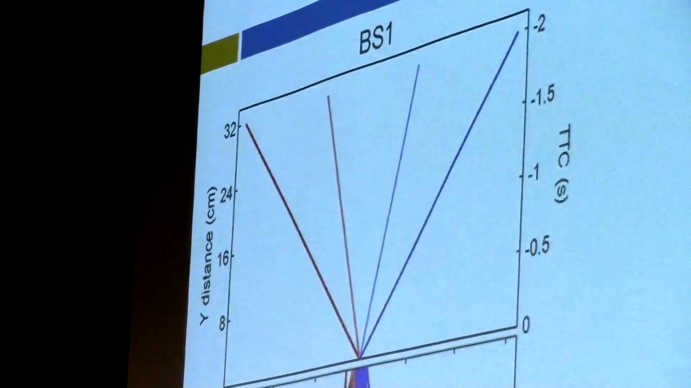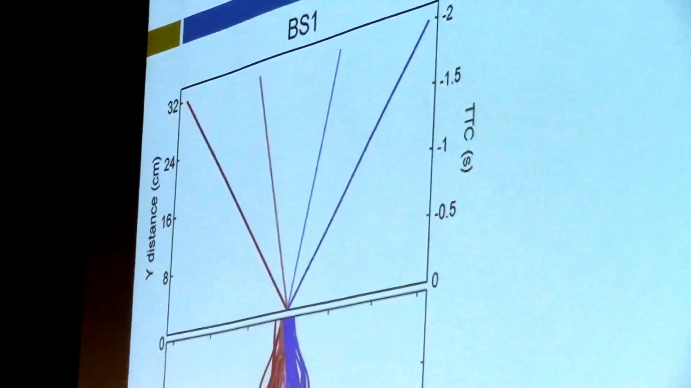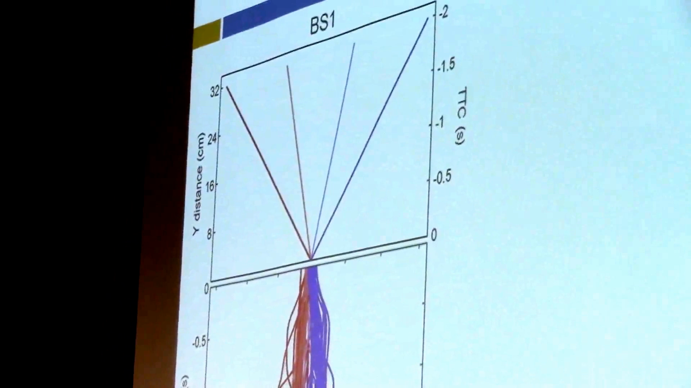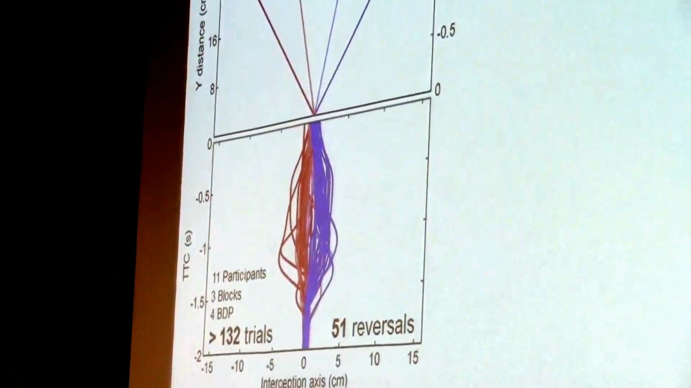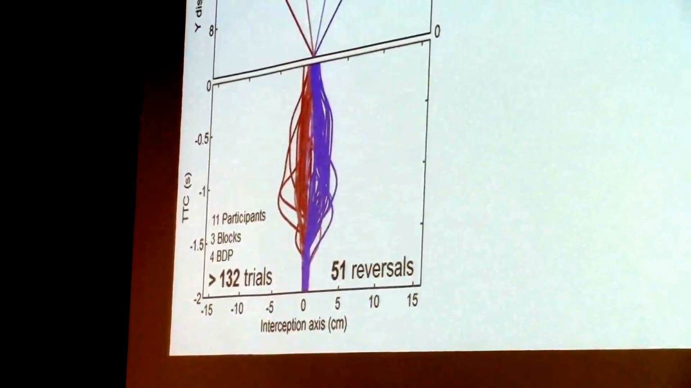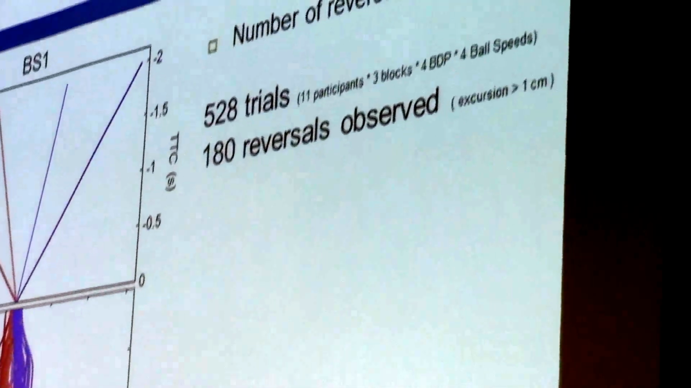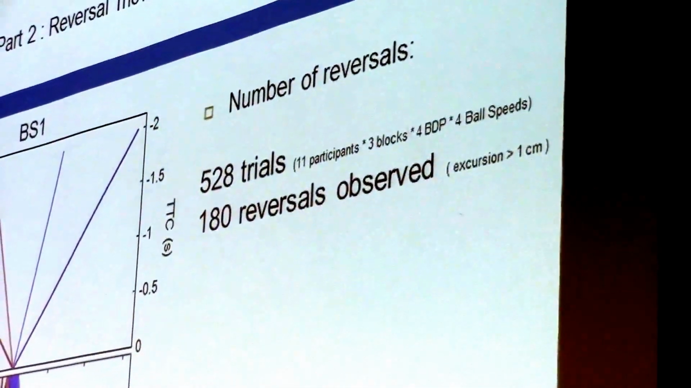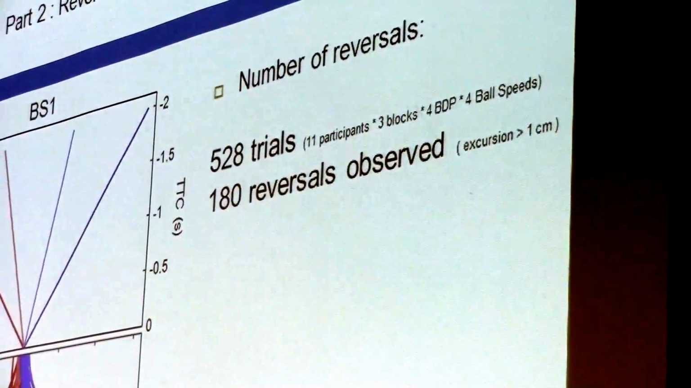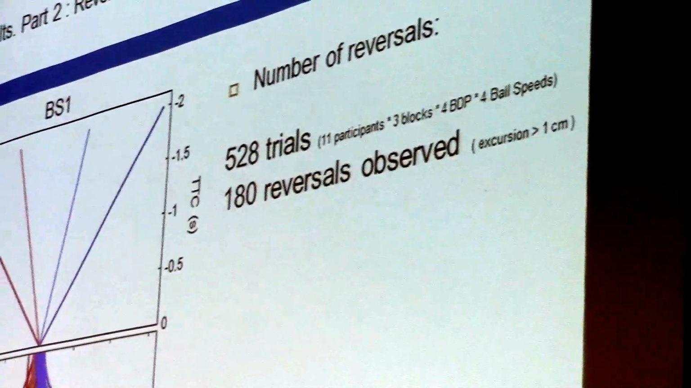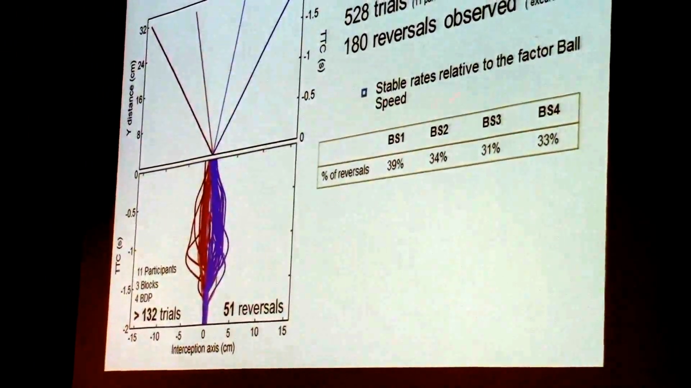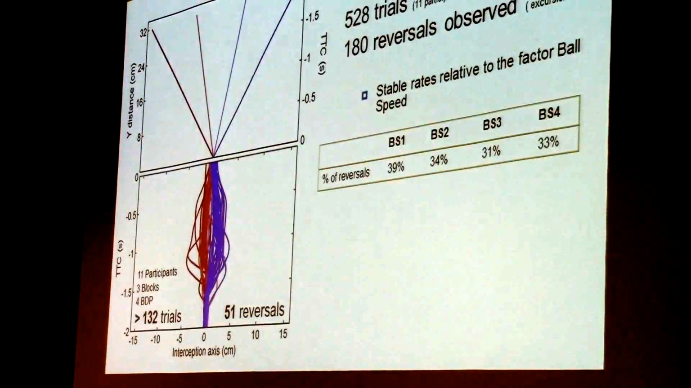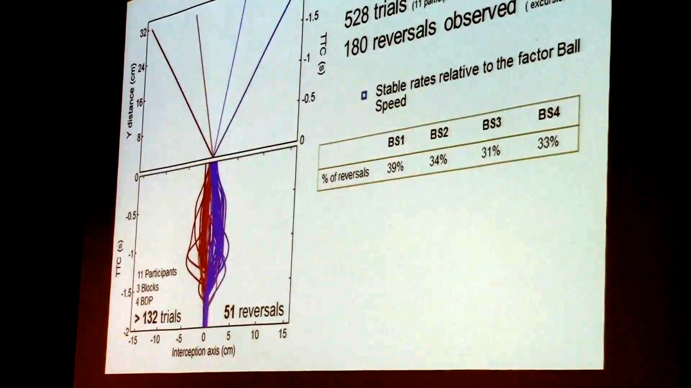About the reversal movement. Here again you have the ball position evolution over time, and here you have all the trials. On 28 trials, we observe 180 reversal movements. It means an excursion greater than 1 centimeter. So it was not systematic, but we observed it. In more detail, we observe a stable rate relative to the ball speed factor. The rate was always between 30 and 40%.